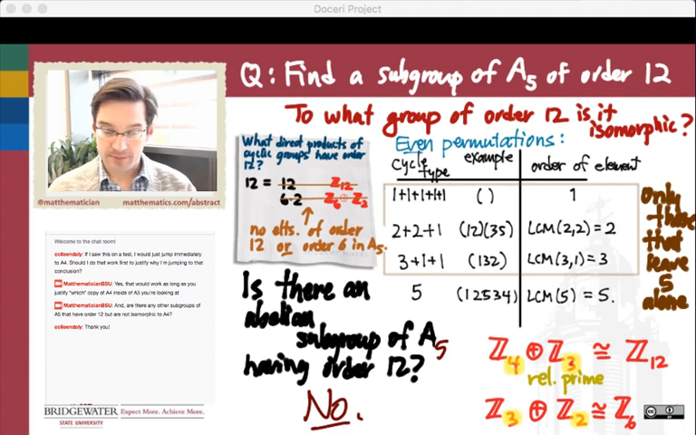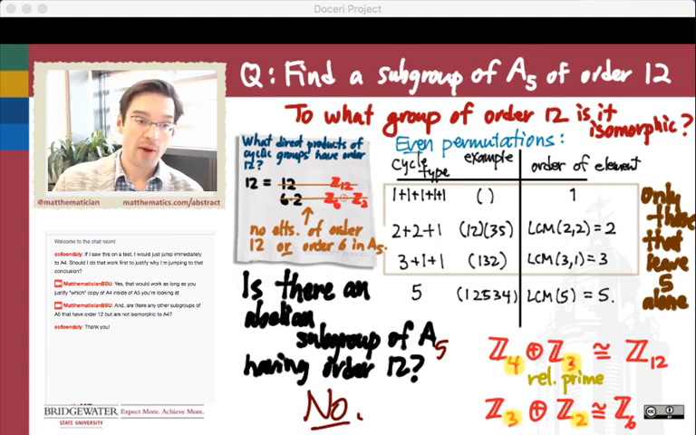What we haven't done is figure out whether there might be a different, up to isomorphism, non-abelian group of order 12 that is isomorphic to a subgroup of A5. To know the answer to that for sure, we need to know what are all of the possible non-abelian groups of order 12. And that is a rather interesting question.